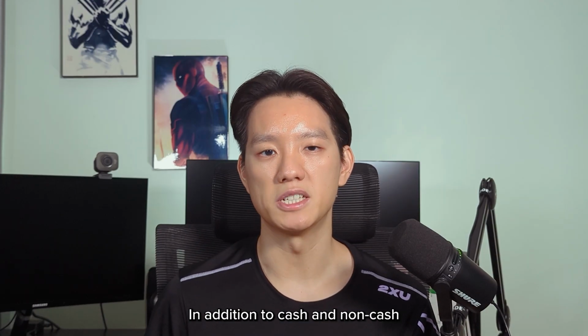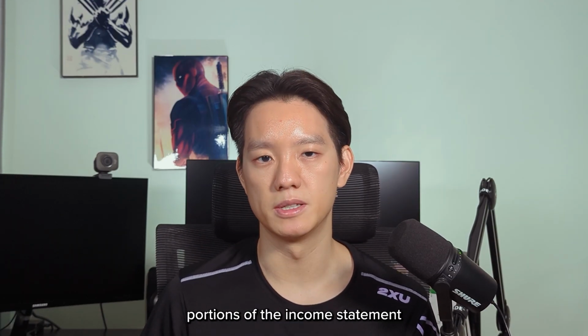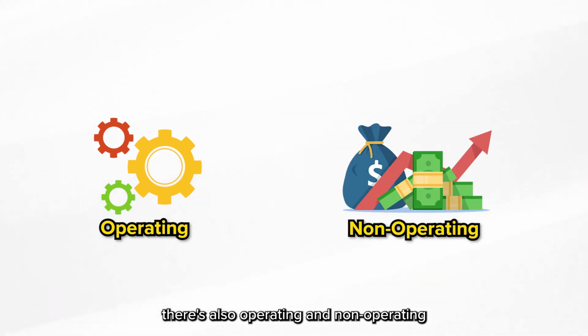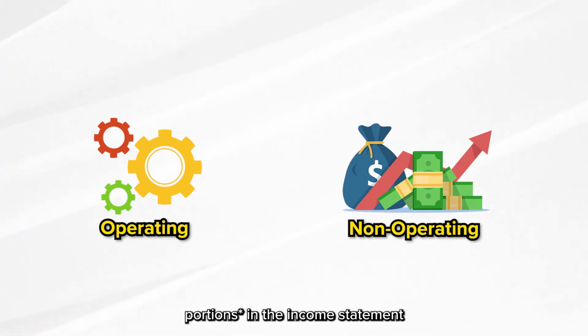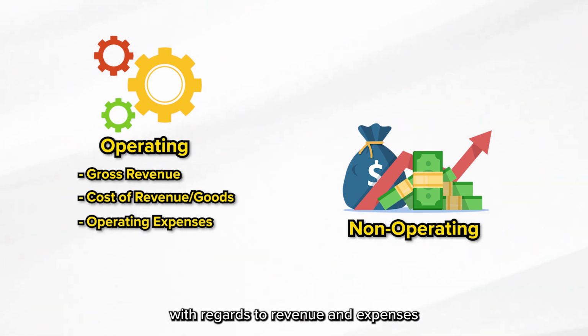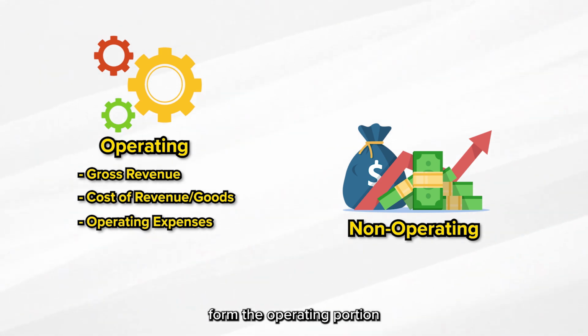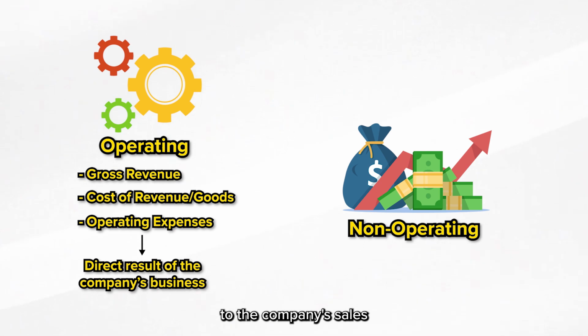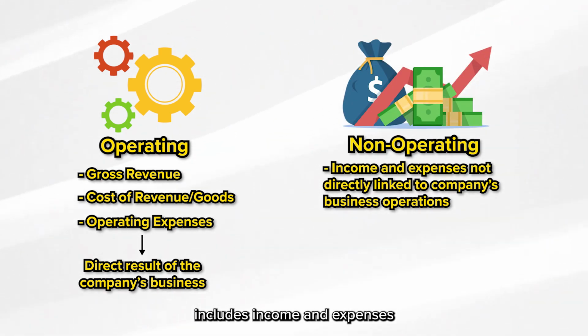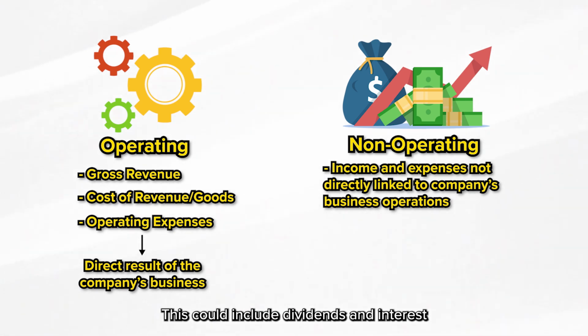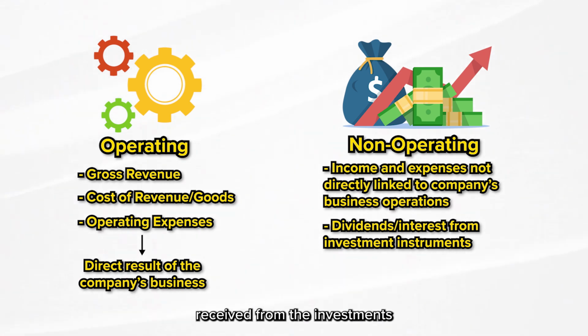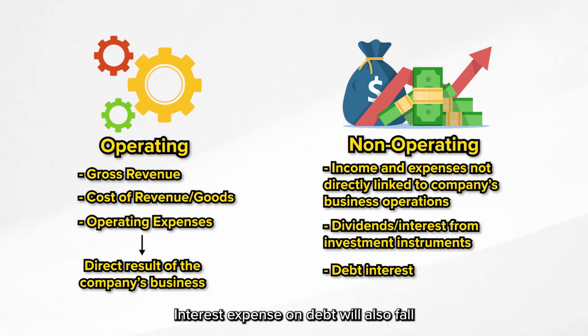In addition to the cash and non-cash portion of the income statement, there are also operating and non-operating items in the income statement. Whatever I mentioned earlier with regards to revenue and expenses is from the operating portion, as it is directly related to the company's sales. The non-operating portion includes income and expenses that are not a direct result of the company's business operations. This could include dividends and interest received for the investments made by the company. Interest expense on debts would also fall under the non-operating portion of the income statement.